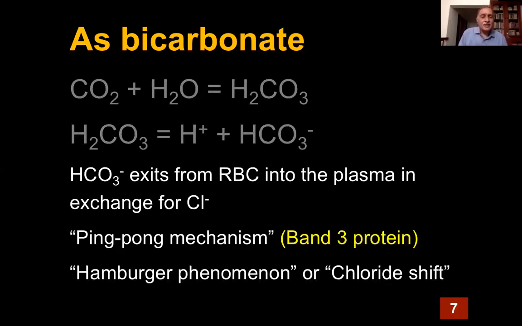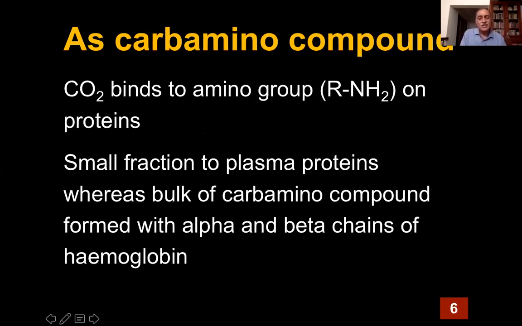The bicarbonate that is there in the RBC exits into the plasma in exchange for chloride, and this is through a mechanism called the ping pong mechanism, mediated by what's called a band 3 protein present on the RBC. And this is also what we call the hamburger phenomenon, or the chloride shift, by which bicarbonate from within the RBC moves from the RBC into the plasma in exchange for chloride. So there's an exchange of bicarbonate for chloride, and this is therefore called the chloride shift.